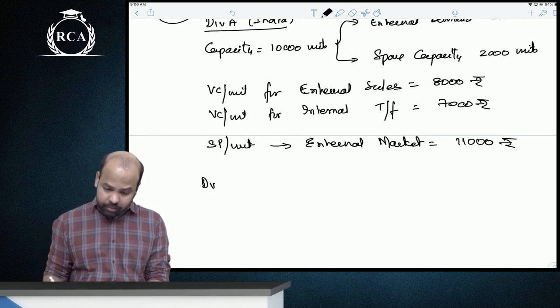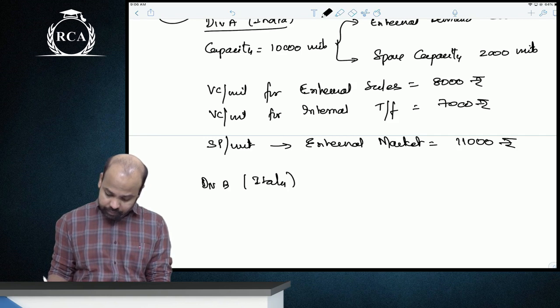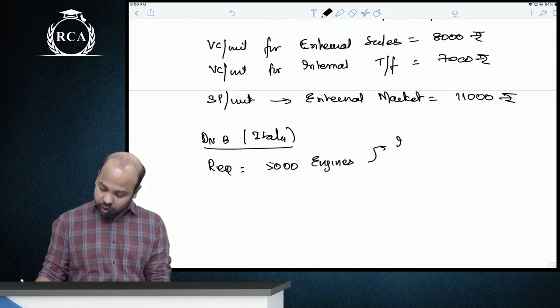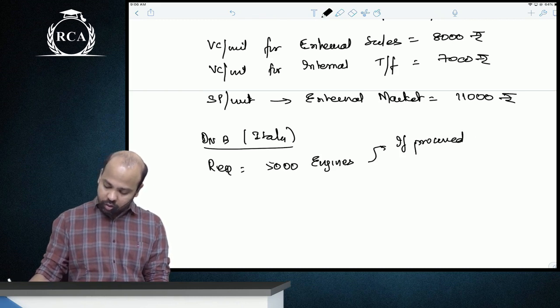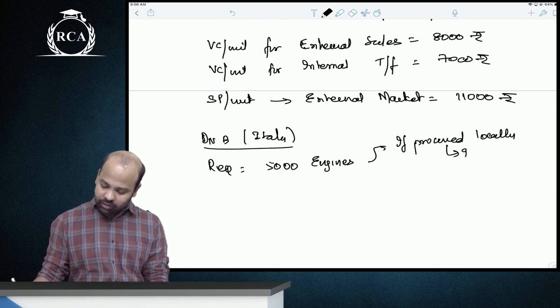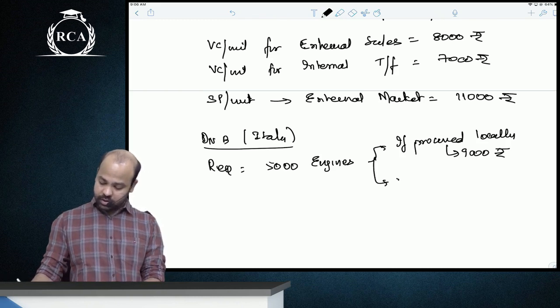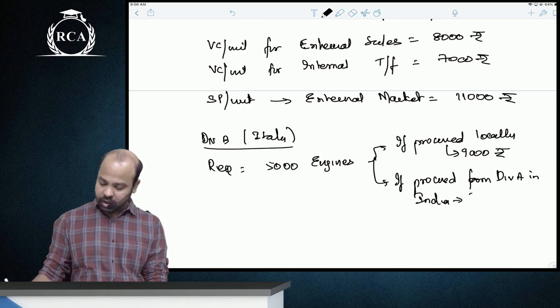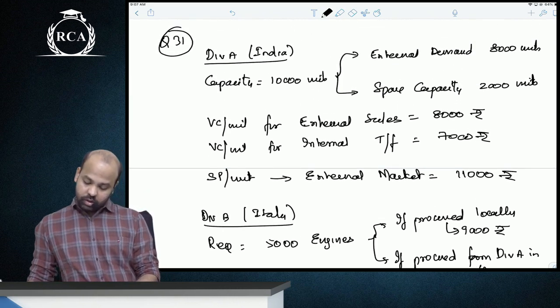As far as division B is concerned, that's in Italy. Please understand that the requirement is of 5,000 engines. If procured locally, they will have to pay 9,000 rupees. If procured from division A in India, the transfer price is 10,000 rupees.